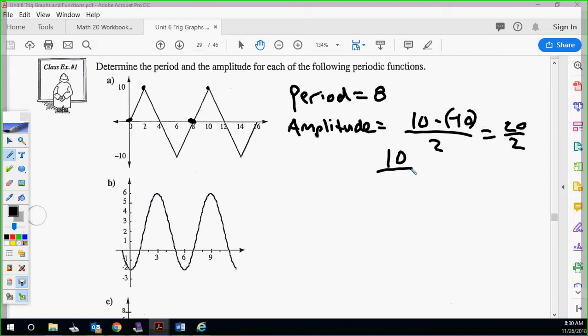Part B here is going to be a little different in terms of amplitude, because you see part A is symmetric about the x-axis, right? Part B, it isn't now. So our amplitude is going to be a little bit different.